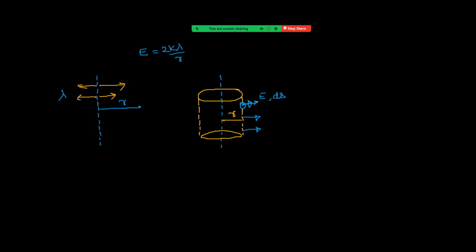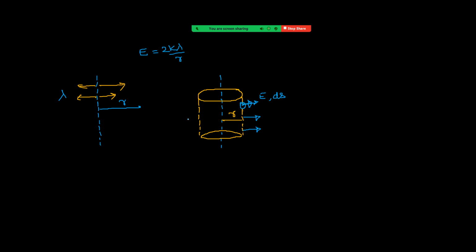Now focus on the top face and bottom face. Here we know that field lines are normal to the wire. That means no field lines are passing through the top face and bottom face. So flux is only through the curved part.